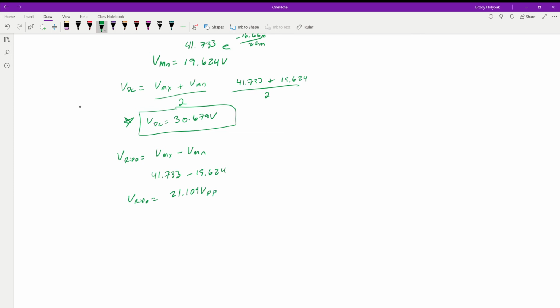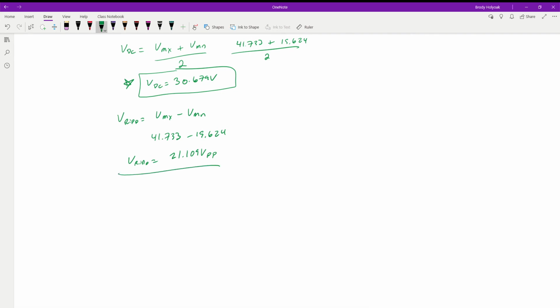Think of it this way: you cut that value in half for the peak. So we're going to start at 30 volts, or 30.7 volts, and we're going to go up 10.5 volts, and then go down 10.5 volts on the negative cycle. So we'll actually be able to see what the max and the min is, but we'll be riding on this 30.7 volt signal.